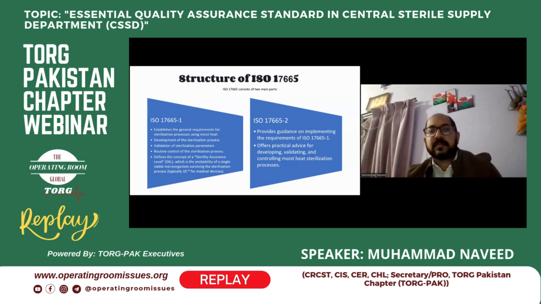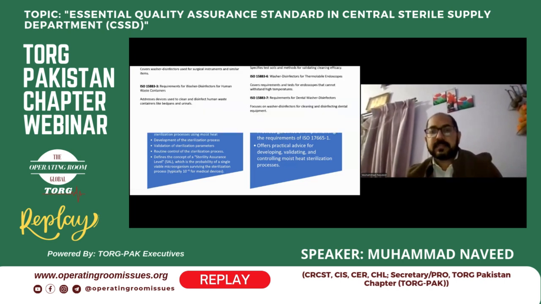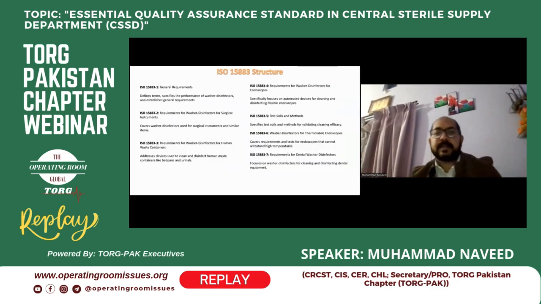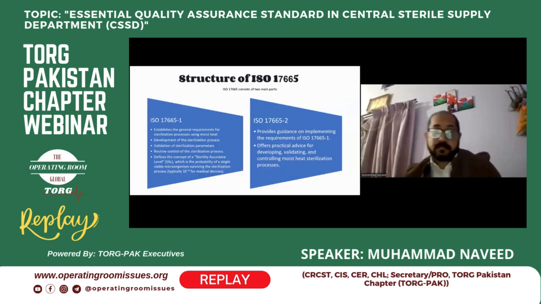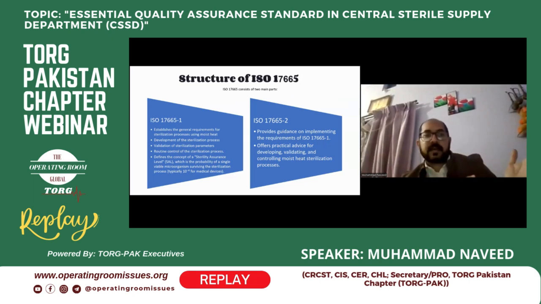The second one is ISO 17665-2. It tells us about implementing the requirements of 17665-1. So this correlates with the ISO standard 1, and offers practical advice for developing, validating and controlling the moist heat sterilization process. Because in our sterilization process we have so many protocols and KPIs. When we implement those things, then we can achieve the sterility assurance level.